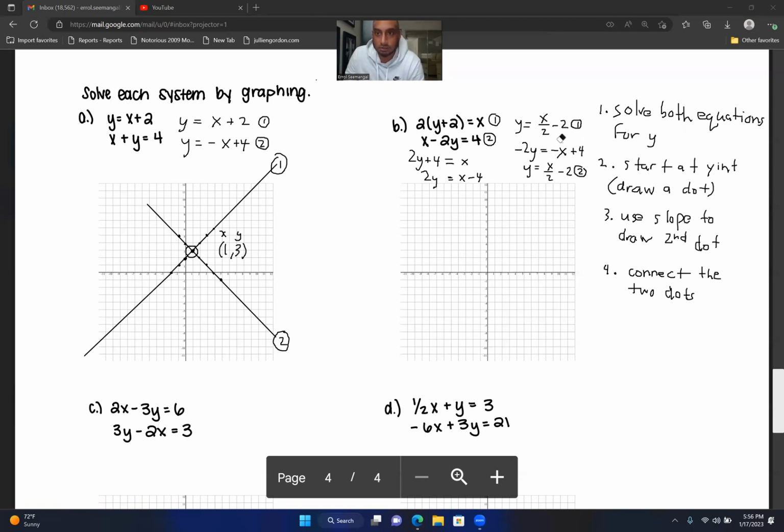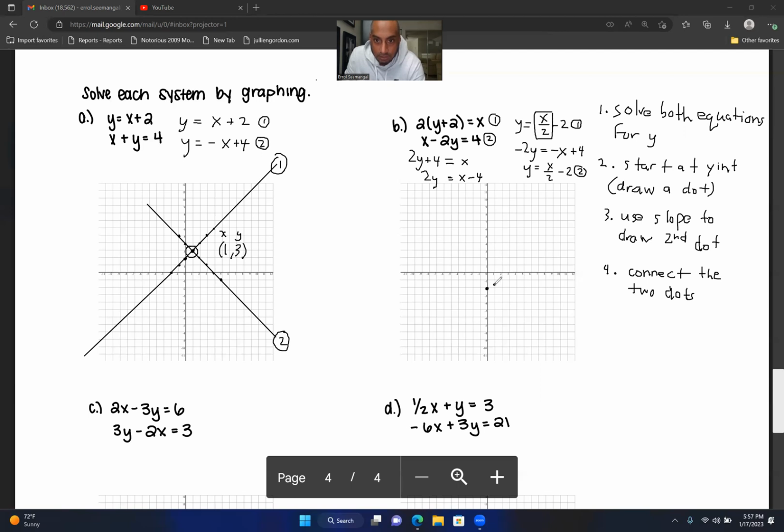Okay, so let's look at the first one. Where's the first dot? You're looking at this equation right here: negative 2. So 0, negative 2 is right there. That's step two. Where's step three, or where's the second dot? Use the slope to draw a second dot. What's the slope on this right here? 1/2. Good. So you go up half and to the right one, right there.